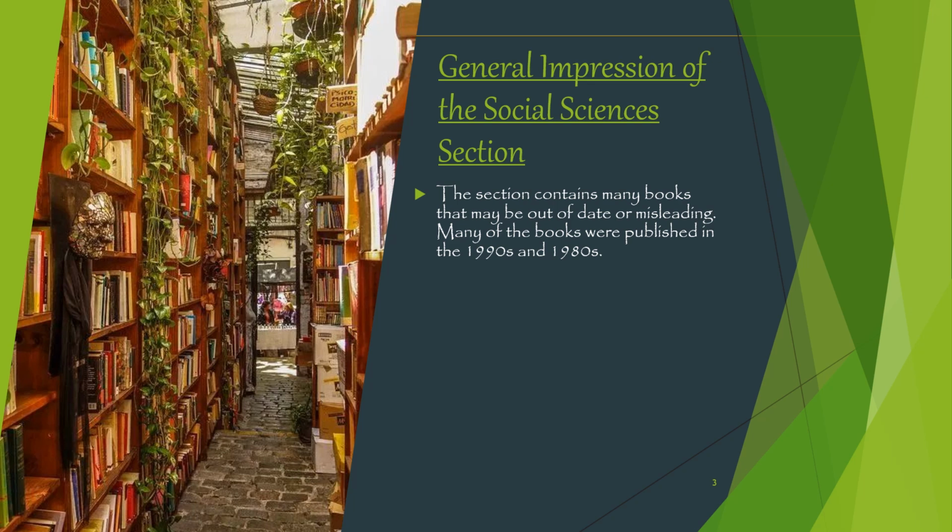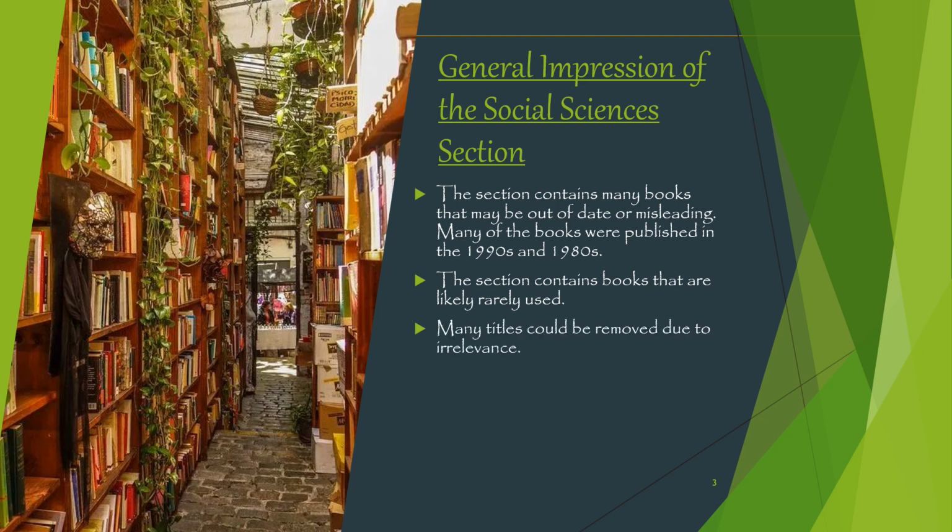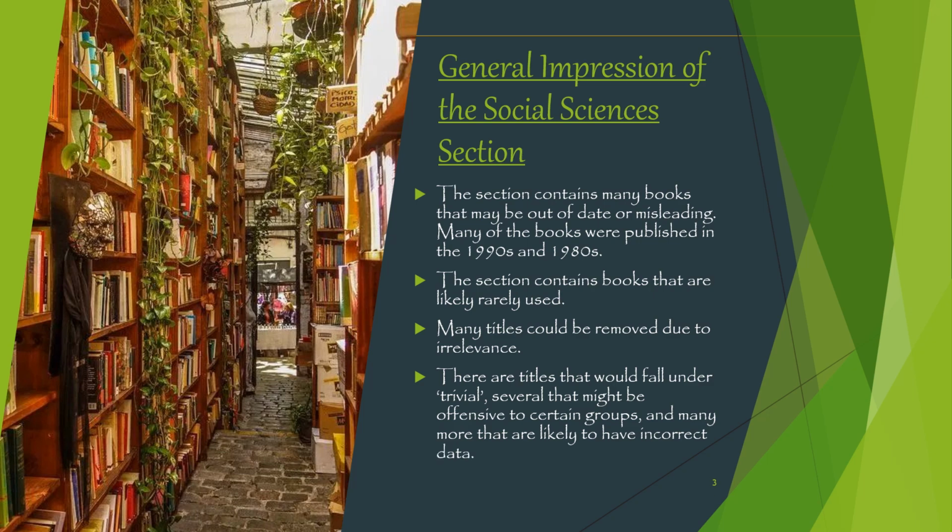General impression of the Social Sciences section. This section contained many books that may be out of date or misleading. A lot of them were published in the 1990s and 1980s, if they had publishing dates at all. This section contains books that are likely unused. Many titles could be removed due to relevance, and there are many titles that fall under being trivial, offensive, or that are likely to contain incorrect data.